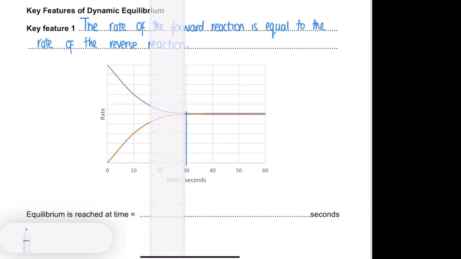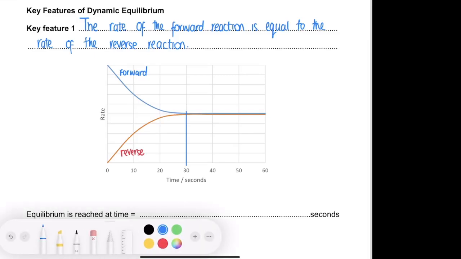So if I just get rid of the ruler now, we can label on our forward and reverse reaction. Now we know that the forward reaction will start off quickly, and the reverse reaction would start off slowly, because at the beginning there are no products to go backwards. Then we can look at where the rates are equal to one another, because this is a graph of rates, so where the two curves meet, and that is happening at 30 seconds. So that's our first feature of dynamic equilibrium: the rate of the forward equals the rate of the reverse.